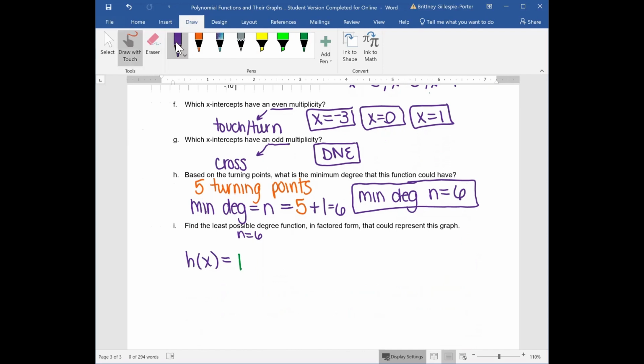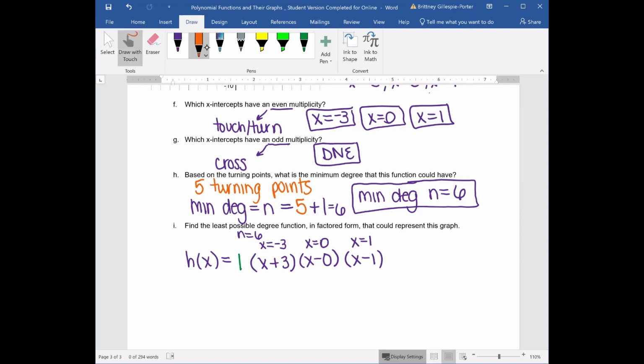With our x-intercepts, we had an x equal to -3, which gives us the factor x plus 3. We have x equal to 0, which gives us x minus 0 if you want. I'm going to make that a little bit nicer here in a second. And x equal to 1 gets us x minus 1. So we have our factors. We need to put in our multiplicities.